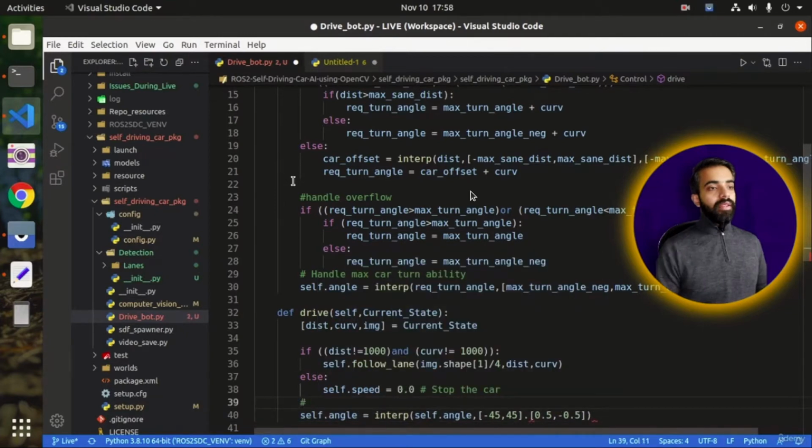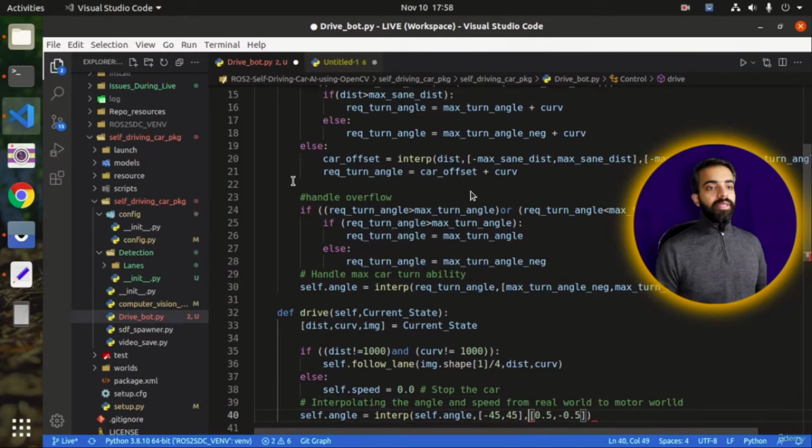So basically, we are transferring or interpolating angle and speed from the real world to the motor world. Let's replace this dot with a comma, and the error goes away.